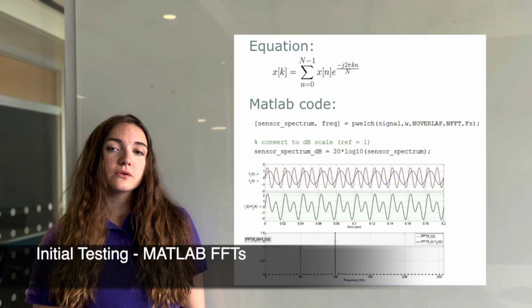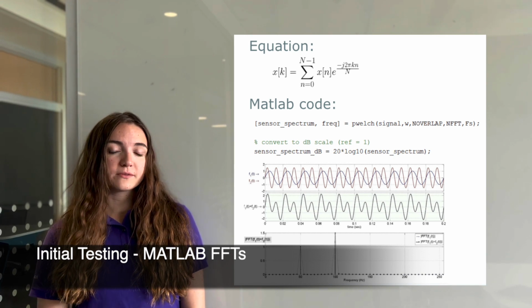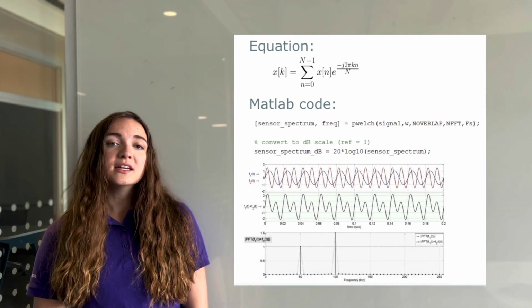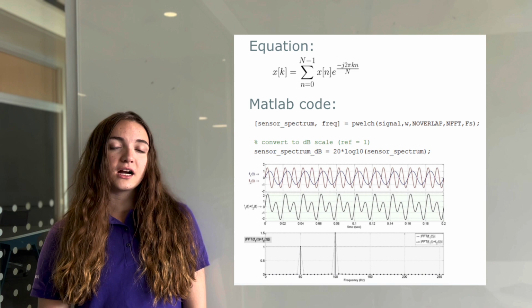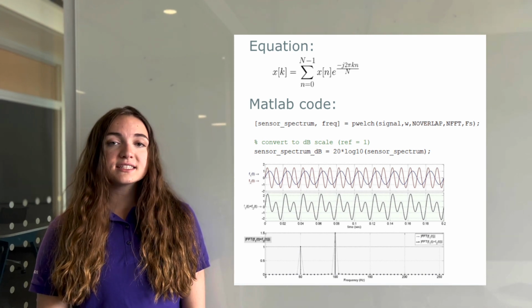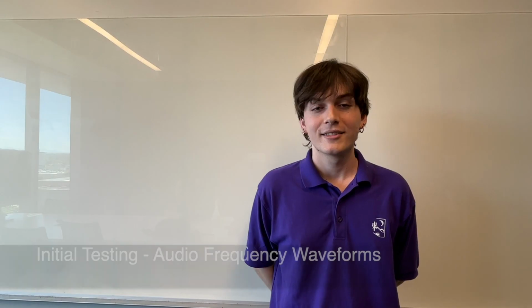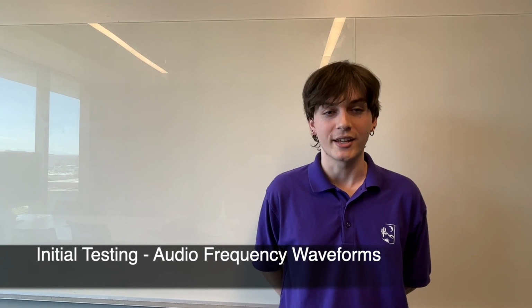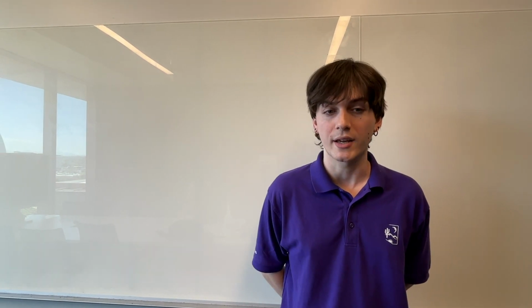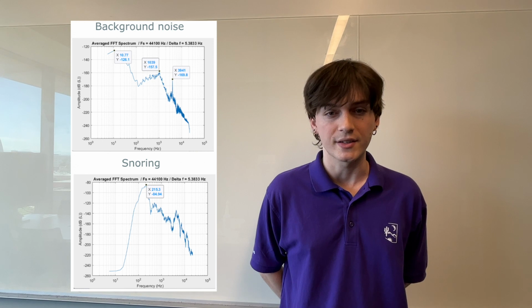First, we used known audios to generate fast Fourier transforms, FFT models, in MATLAB. This ensured that we could have code that could translate audio waves into frequencies and analyze the amplitude of those frequencies. Second, we used those FFT models to analyze the waveforms of both background noise and snoring, and we saw clear differences in the spectra.